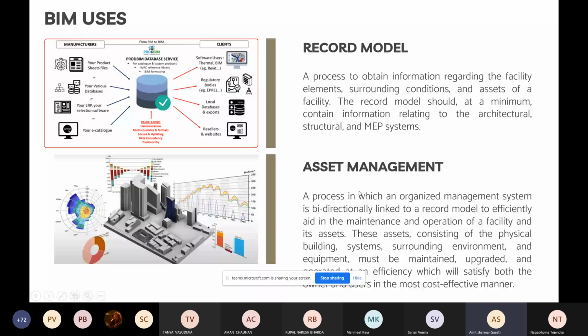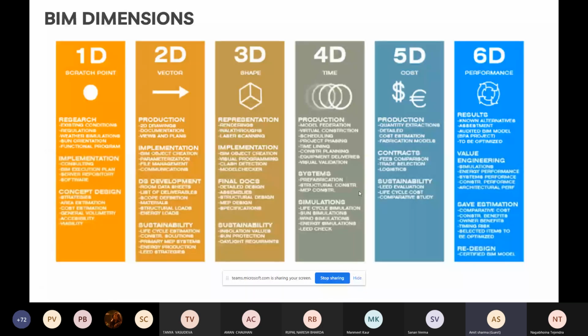So the next concept is BIM dimensions. As we know, in dimensions we have the 1D model, like our existing conditions or any kind of reports that we have. 2D models are what we usually use, 2D drawings or documentation. BIM starts from the 3D model. In the 3D model, we have rendering and walkthroughs, but when we go to 4D, it comes with time. We use time as the fourth dimension, cost as the fifth dimension, and performance as the sixth dimension. I'll explain everything in detail and how we're using it.